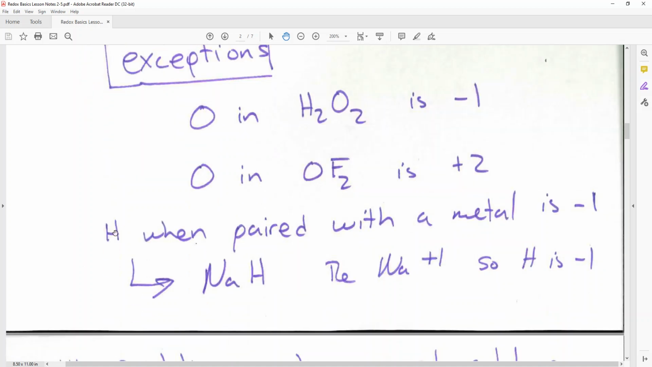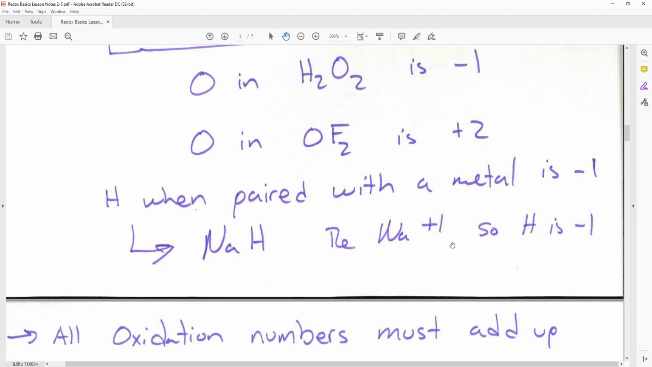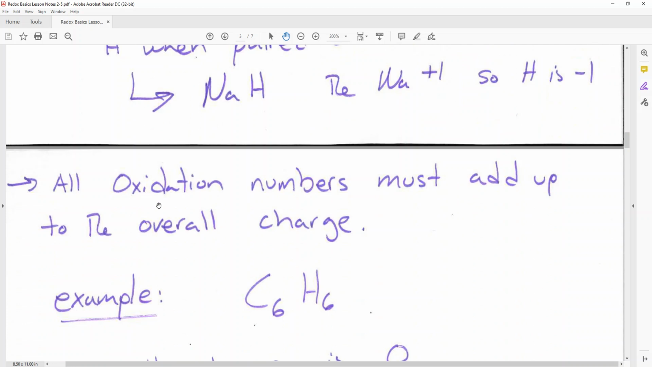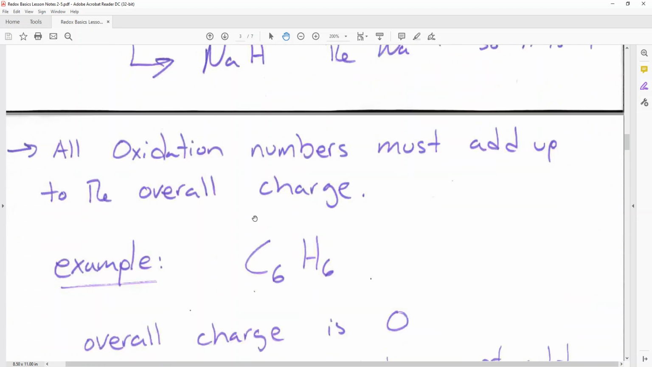And then again, hydrogen is normally going to be +1 in a compound, but if it's paired up with a metal, then it will be an anion, and the metal will be a cation. So hydrogen is -1 if it's paired up with a metal. All right, so again, remember this rule: all oxidation numbers must add up to the overall charge. So let's go with an example.